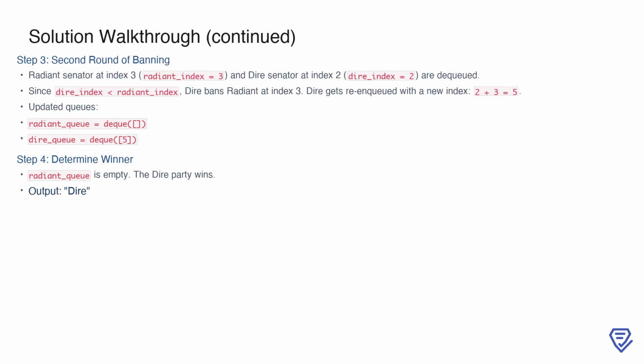In the next step, we begin the second round of banning. This time, the radiant senator at index 3 and the dire senator at index 2 are dequeued. Since the dire senator's index is smaller, it bans the radiant senator at index 3. The dire senator is then re-enqueued with a new index of 5, calculated as its current index plus the length of the string. Now, the radiant queue is empty, and the dire queue contains just the senator at index 5. Since there are no radiant senators left, the dire party is declared the winner, and the output is dire.